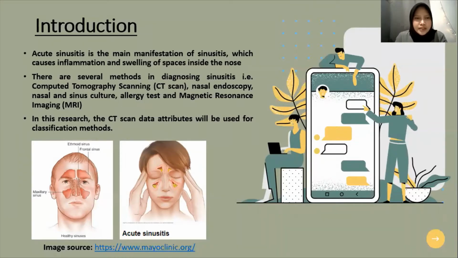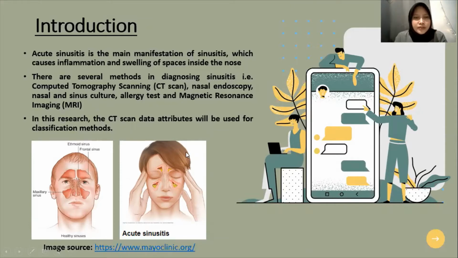Acute sinusitis is the main manifestation of sinusitis, which causes inflammation and swelling of spaces inside the nose. And here we can see the difference of healthy sinuses and acute sinusitis. They are different.